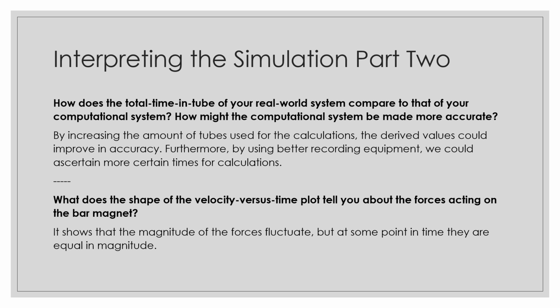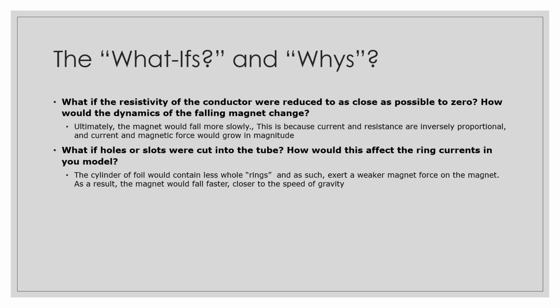What does the shape of the velocity versus time plot tell you about the forces acting on the bar magnet? It shows that the magnitudes of the forces fluctuate, but at least at some point in time they're equal in magnitude. So, finally, the what-ifs and whys.